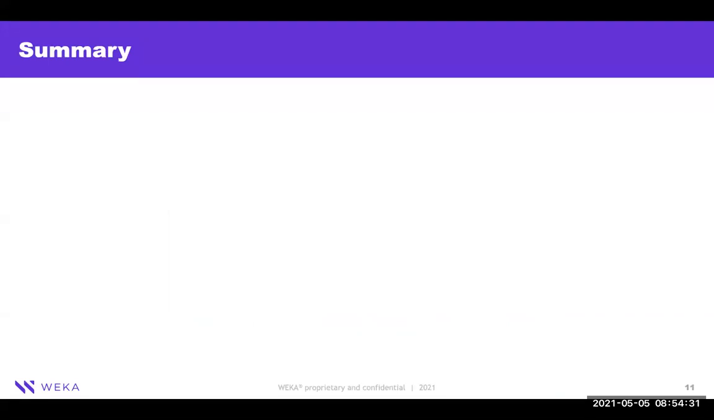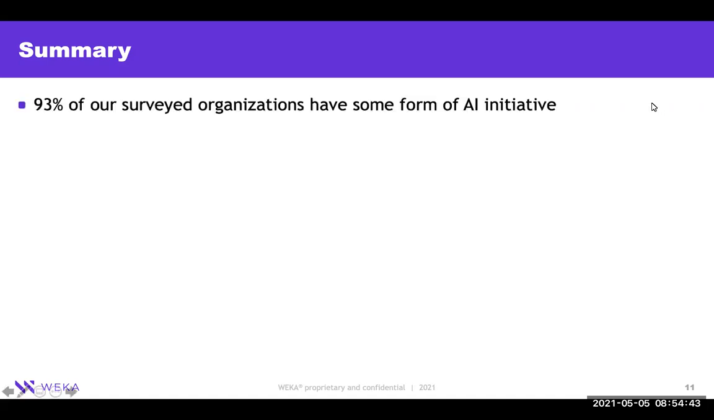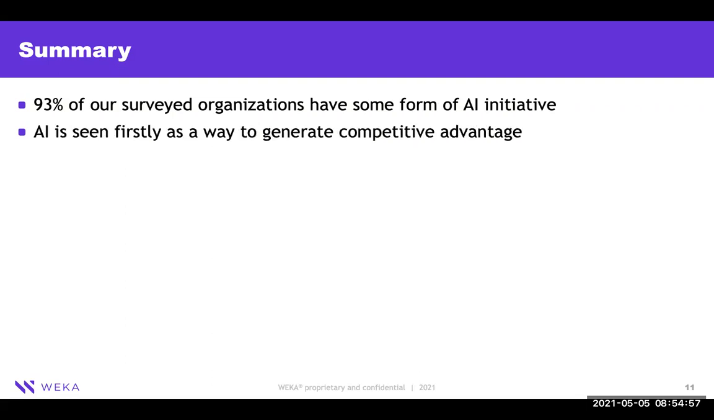So in summary, I want to summarize that part regarding the information that we just presented, which again, is real information from 500 organizations that we talked with. So 93% of the organizations already have some form of AI initiative. So again, it's a call to action. If you're not doing that, probably your competitors are. AI is seen first as a way to generate competitive advantage.